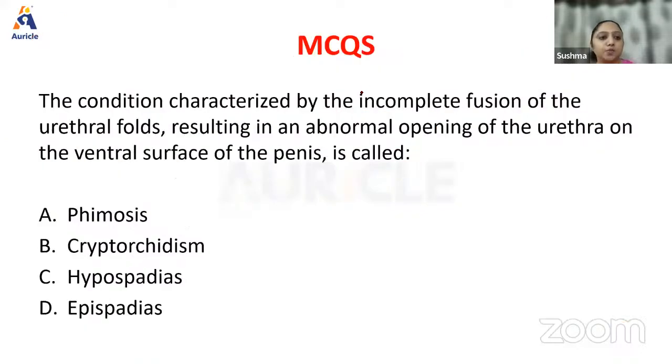Okay, let's take a small MCQ. The condition characterized by incomplete fusion of urethral folds resulting in an abnormal opening of the urethra on the ventral surface of the penis is epispadias.